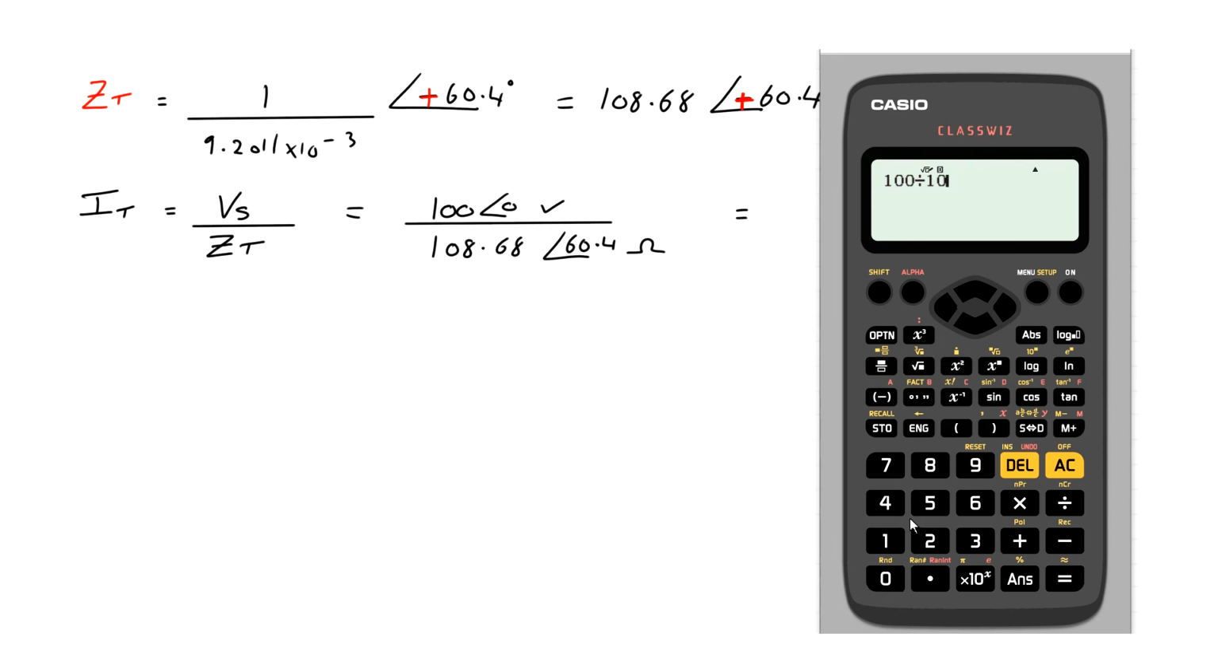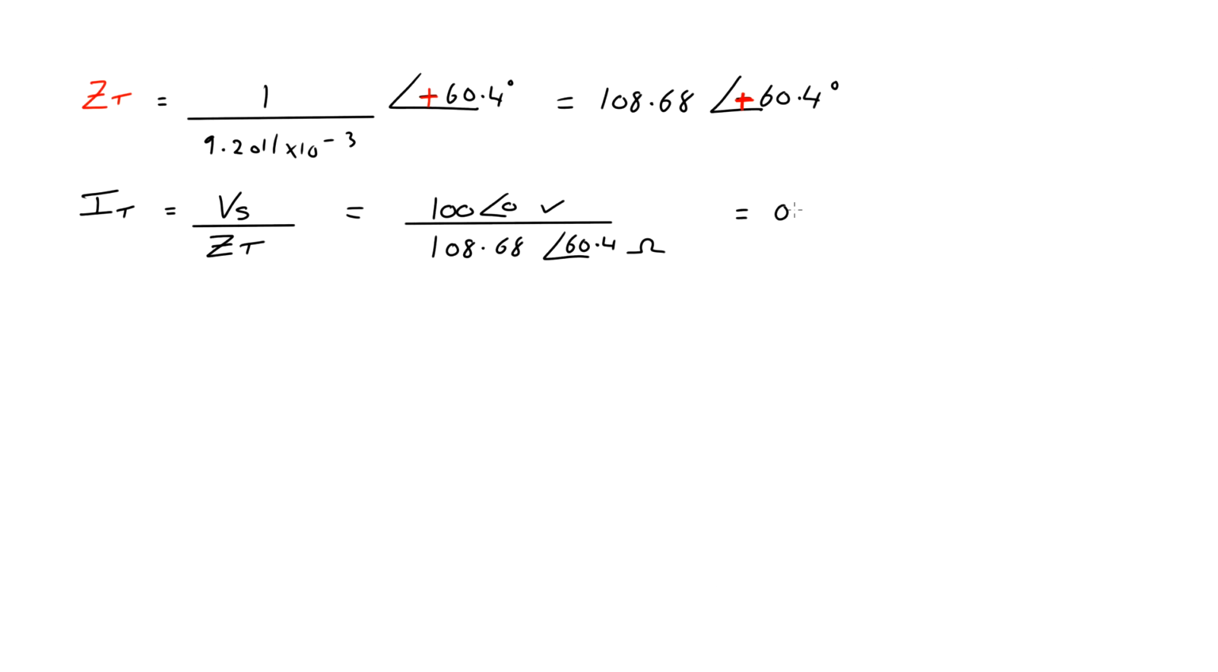So do modulus divided by modulus, gives us 920 milliamps roughly, 0.92 amps. And for the argument, or the angle, you subtract. So at 0, take away 60.4, which is negative 60.4 degrees. So our current is lagging the supply voltage.